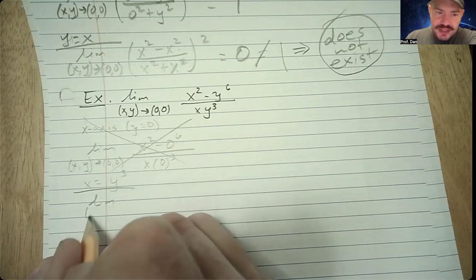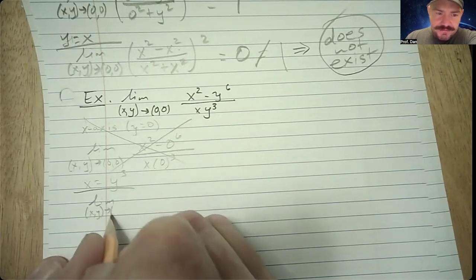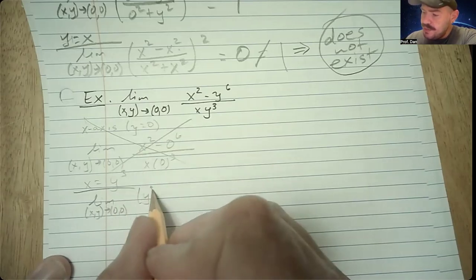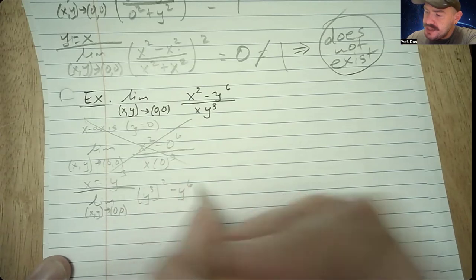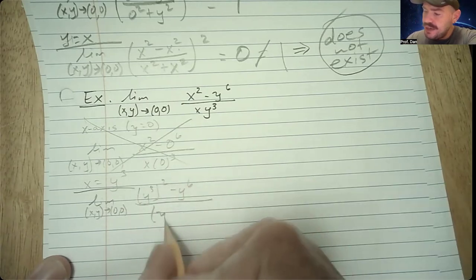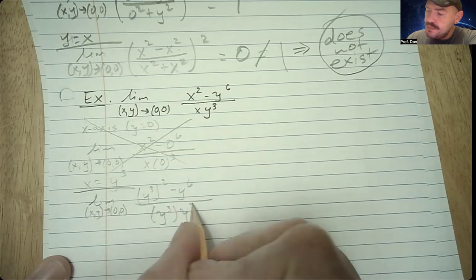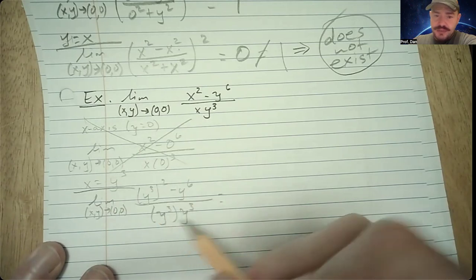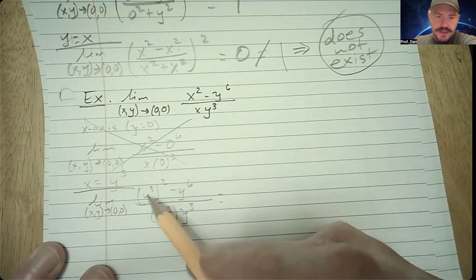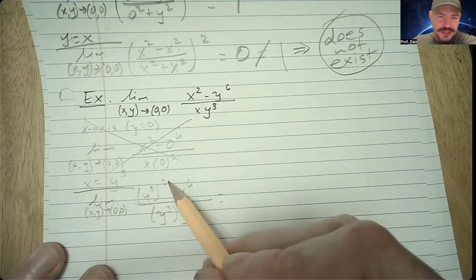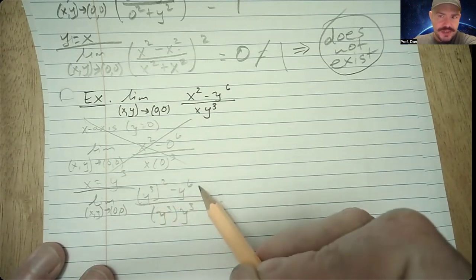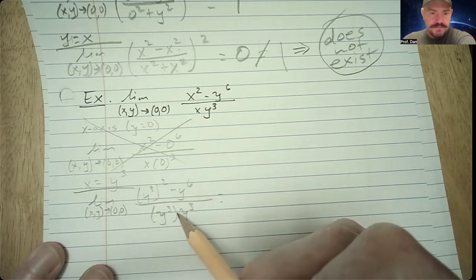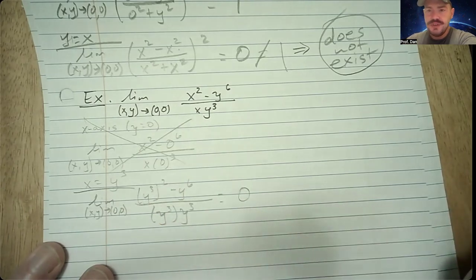So the limit as (x, y) approaches the origin of y cubed squared minus y to the sixth over y cubed times y cubed. If I look at my denominator, this will become y to the sixth. In my numerator, we end up with y to the sixth minus y to the sixth. Guess what that is? That's 0. So I have 0 over not 0, which is equal to 0.